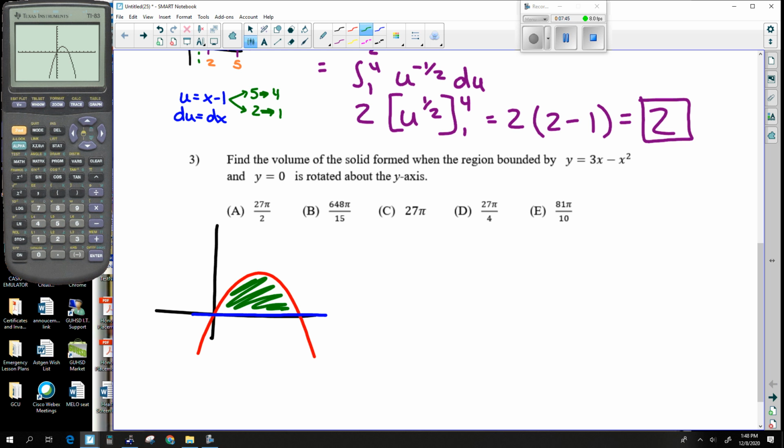I do need to know where this integration starts and stops. Again, let me explain myself a little bit. I'm going to integrate up and down, which is a dx method. So I need to know where this integration starts and stops, and that is where 3x minus x squared is equal to 0. That means x squared minus 3x is equal to 0, so that's going to be at 0 and positive 3.